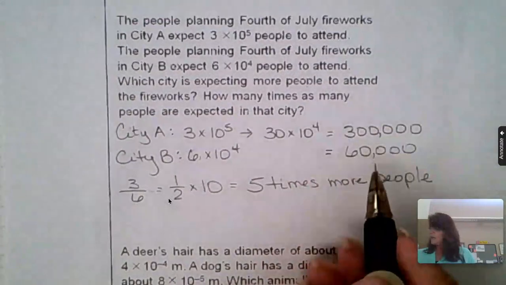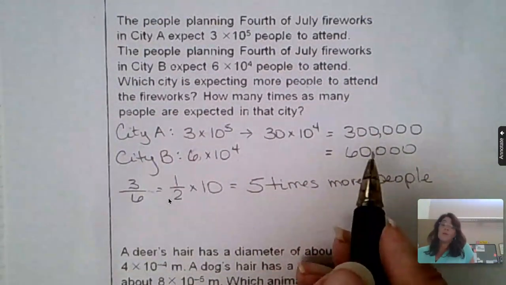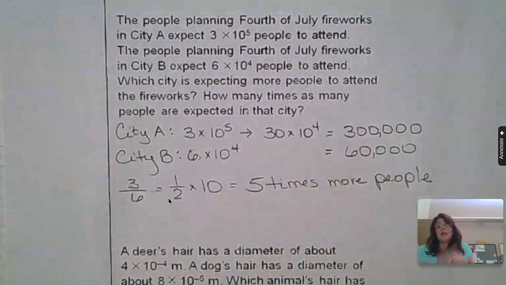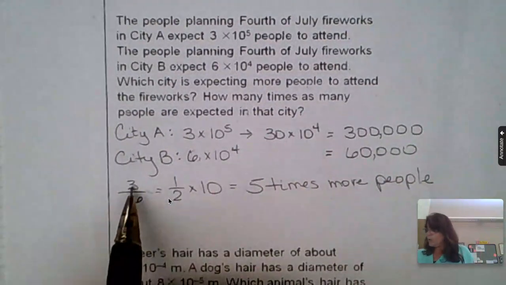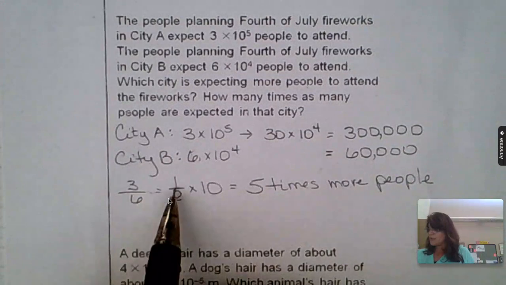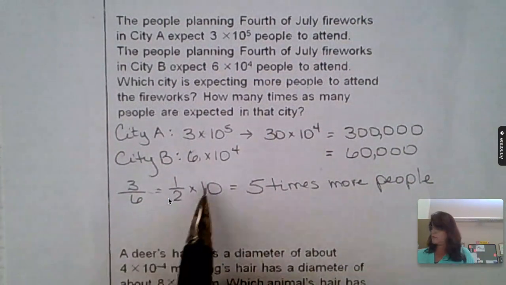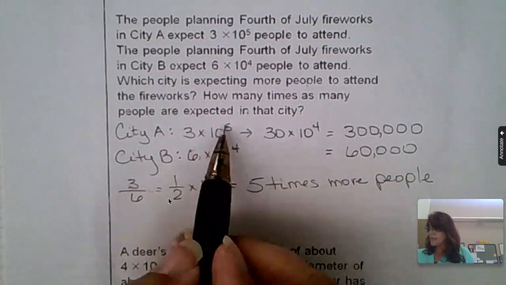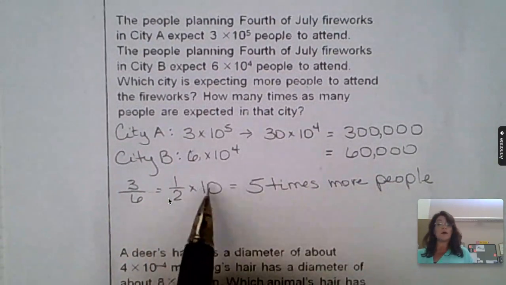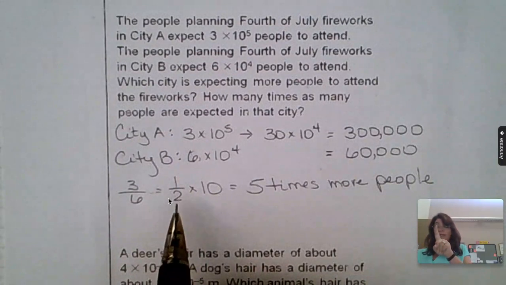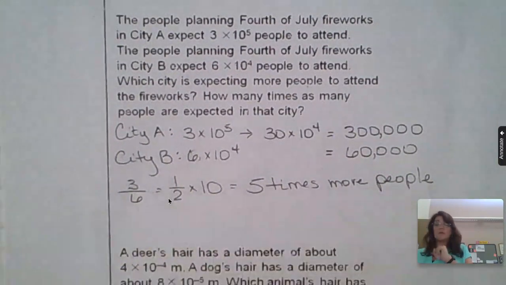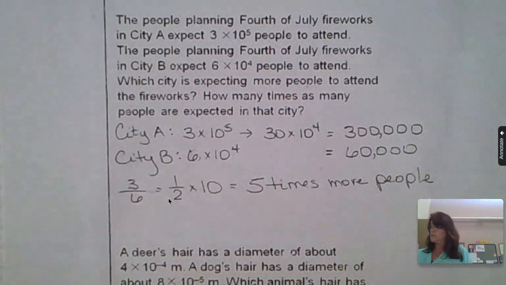So I can calculate it all out. There's nothing wrong with that. But depending on how big your numbers get, it could get cumbersome. Or I can say, oh, well, the difference here, 3 divided by 6, that's 1/2, times a difference in exponents of 10, just 10, 5 times more people. Okay?